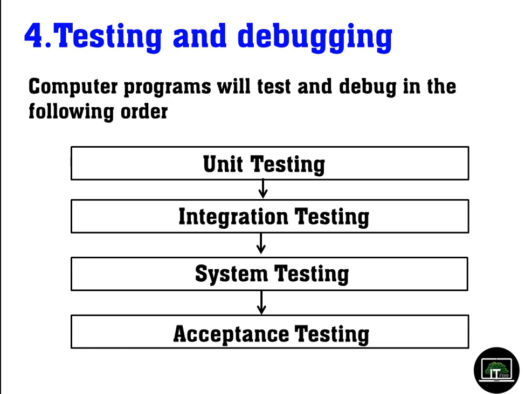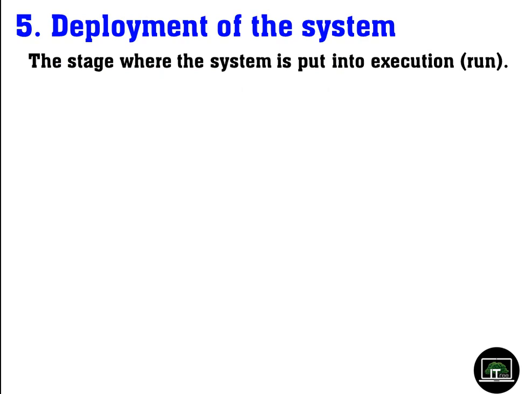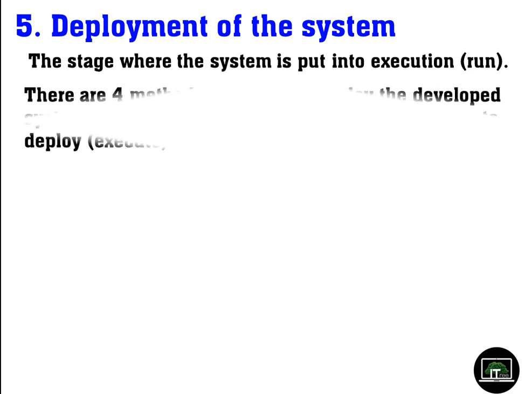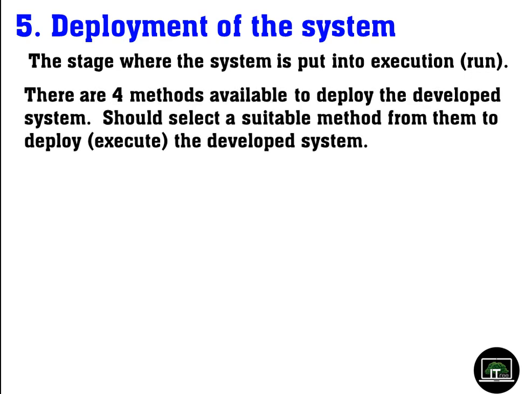Then we go to step number 5, deployment of the system. Now our system is okay. Now we are going to put it into execution, to run. There are 4 methods used. You can use one of the suitable methods to run the system. As you know, we use one or more methods to collect data. We have 5 methods, and we can use one method or a few methods. But here we use only one method from these 4 methods. One out of 4 you are using.